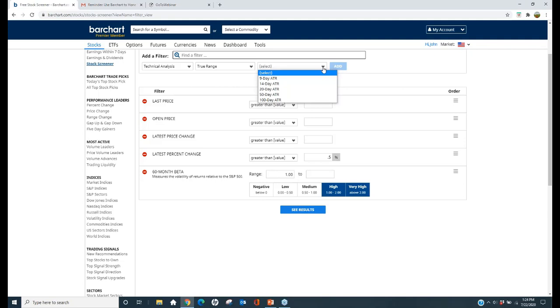Notice that we do have some defaults here for you: 9, 14, 20, 50, and 100 days. Now, any of you who have followed me from different organizations know that I really like ATR. I think it's a very valuable tool for traders, especially for day traders. I consider it kind of the Swiss Army knife of technical analysis because it serves so many functions for us.